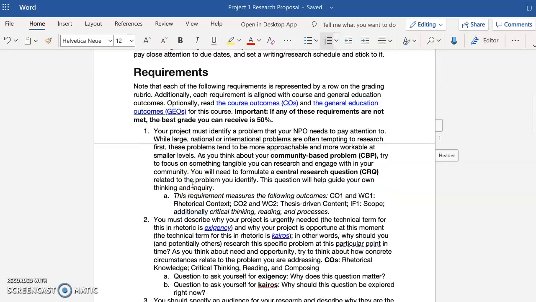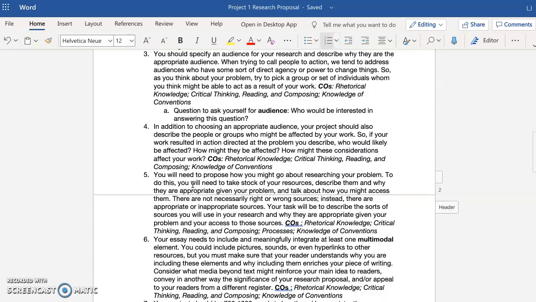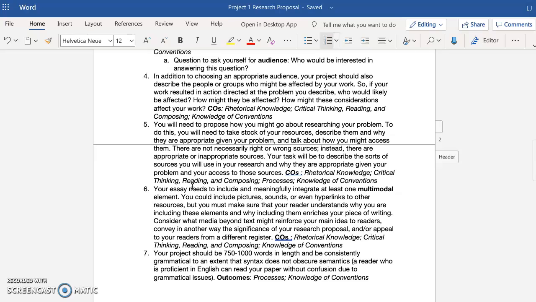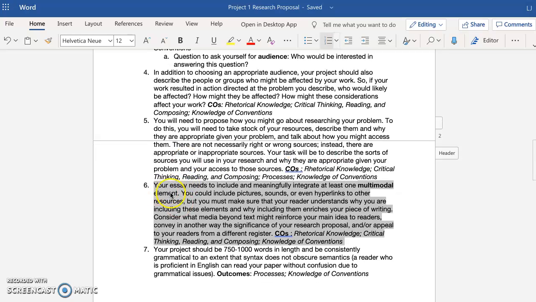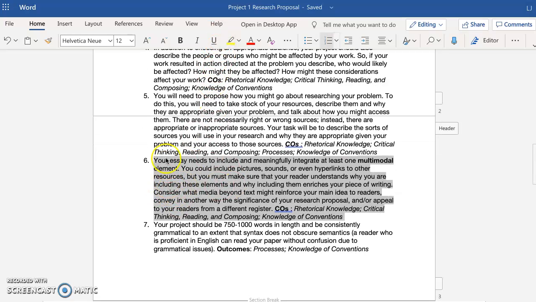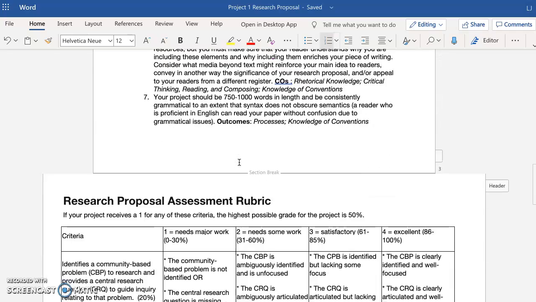All of this under requirements is just details on what I described. Requirements 6 and 7 are not described up above. Number 6 is that your essay needs to include and meaningfully integrate at least one multimodal element. A multimodal element is anything that's not text. It could be a picture, a link, a sound, or something else that's not text. And finally, the project should be between 750 and 1,000 words.